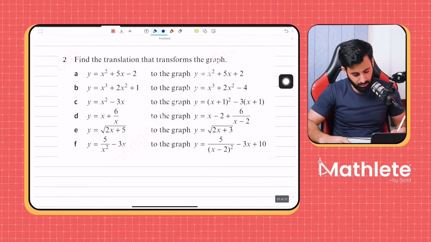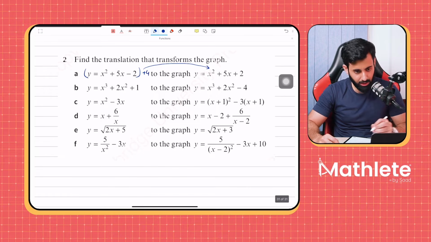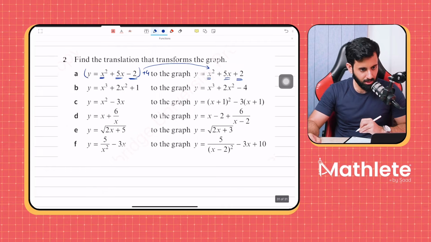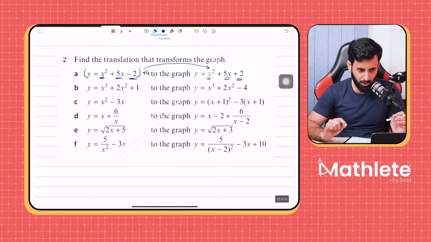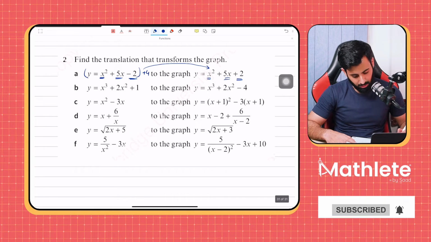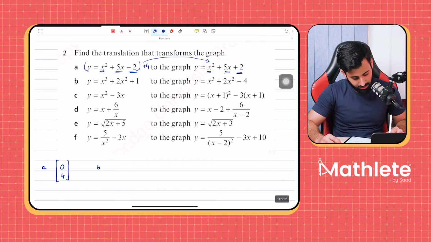0, 4, that's correct. Okay, why? Because all you have to do in order to turn this equation into this is add 4. Technically, you have x squared here and here, 5x here and here, and you have minus 2 originally, and then plus 2 in the translated graph. So how do you get minus 2 to turn into plus 2? Well, you have to add 4 to it. So the answer to part A is pretty straightforward. It's 0, 4.